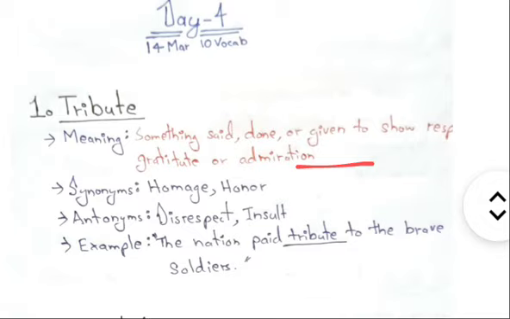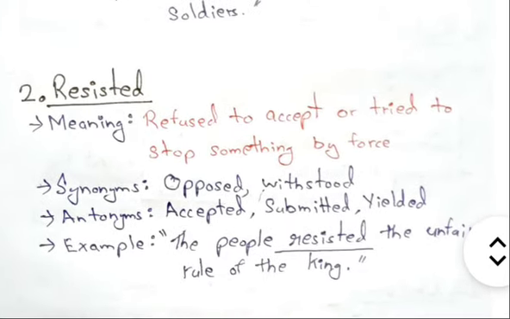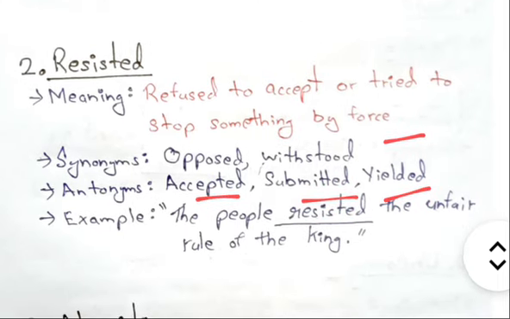Next one is resisted, meaning refuse to accept or try to stop something by force. Synonym opposed and withstood. Antonym accepted, submitted, and yielded. How we can use: the people resisted the unfair rule of king.